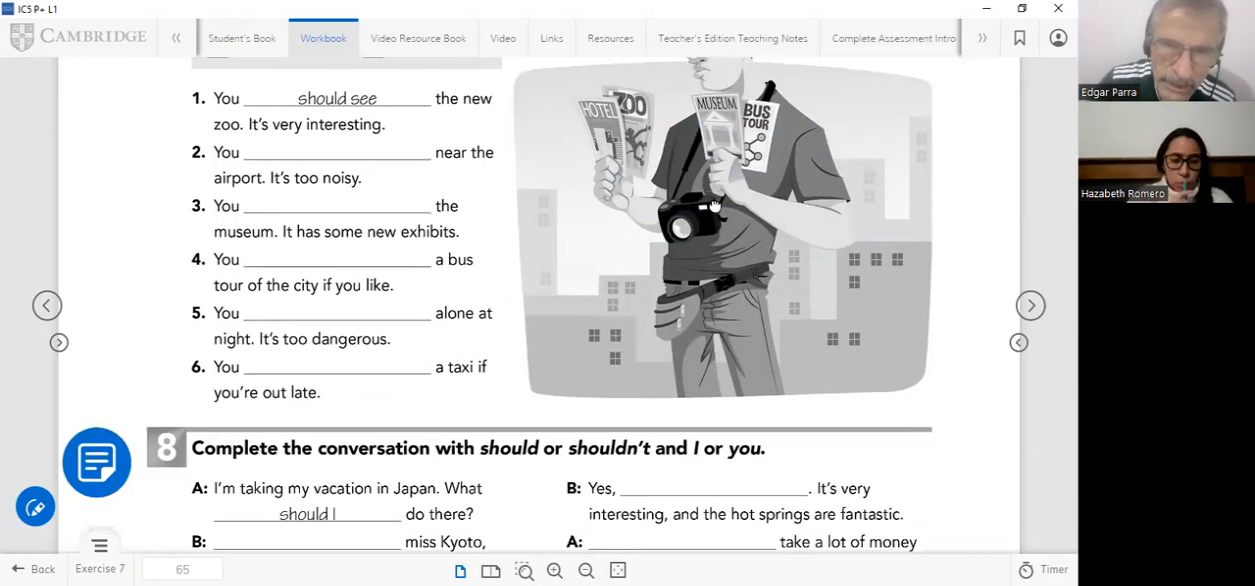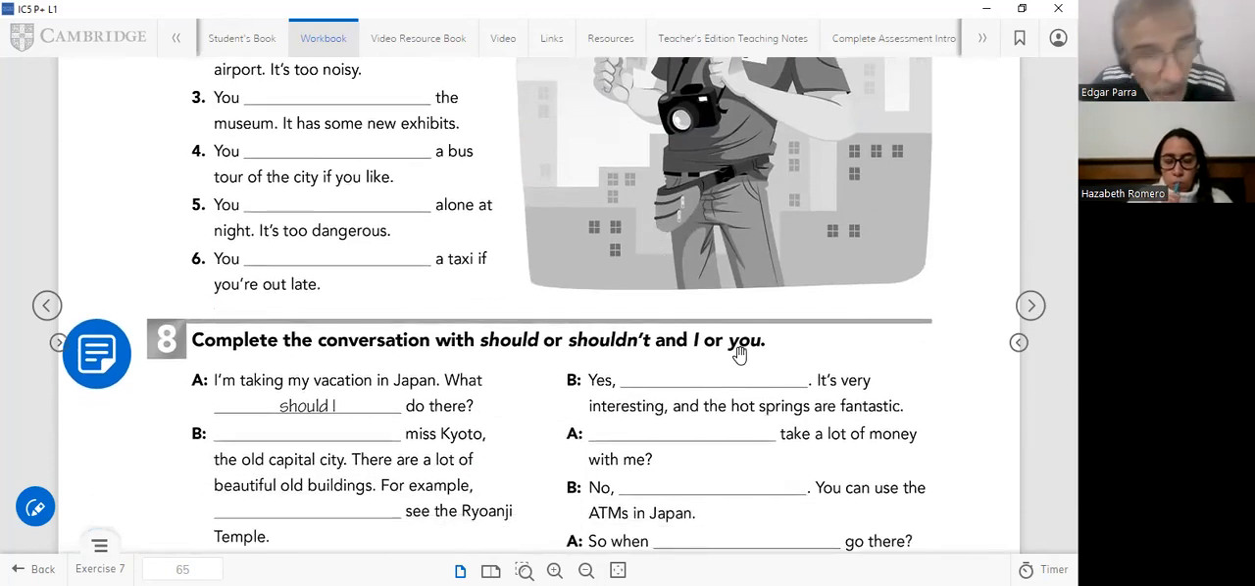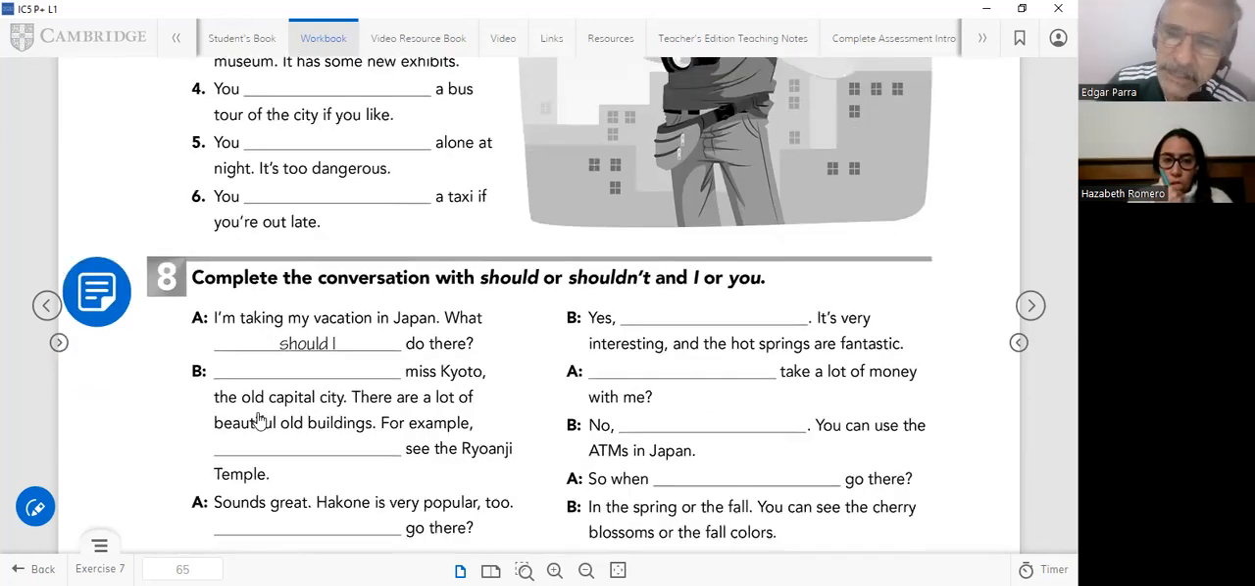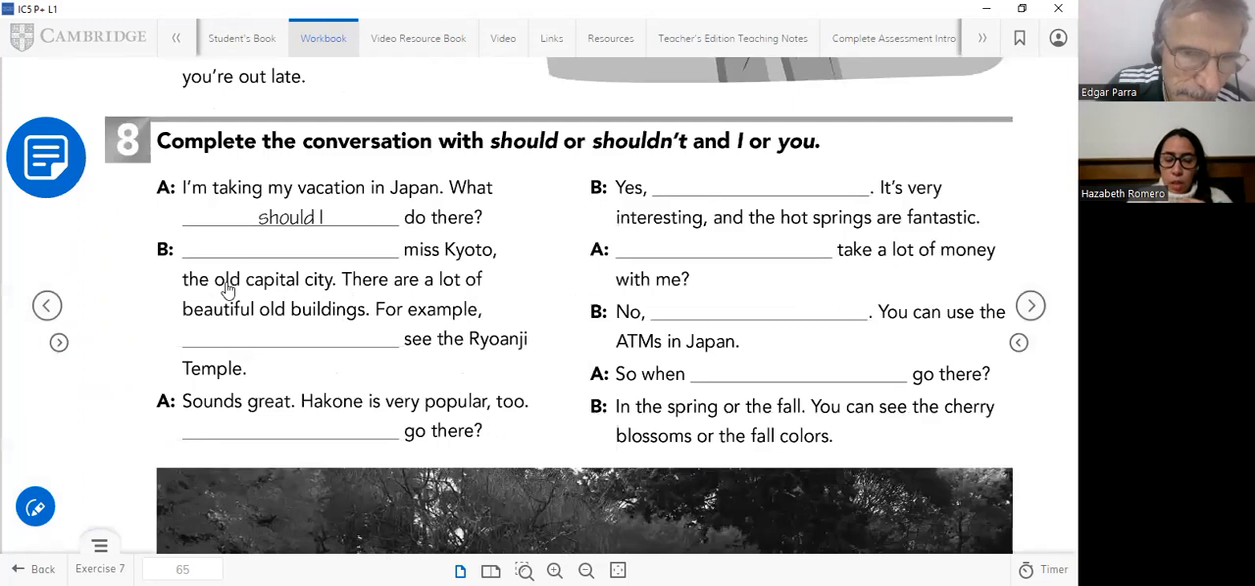Okay? Now, complete the conversations with should or shouldn't. We continue having advices or recommendations or suggestions. Remember if it is negative or positive, negative or affirmative. And remember to use I or you. So pay attention to how it would be the best way to do it. Okay, can you read the first conversation here?